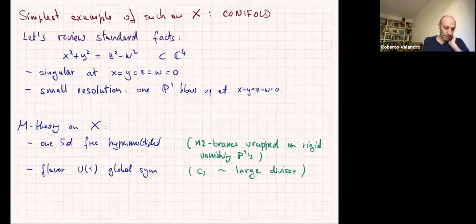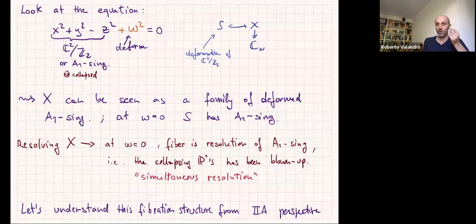Okay, so in which sense is the conifold a fibration of a deformed A1 singularity? Well, if you look at the equation and you set W equal to 0, you see that what remains is the equation of C2 mod Z2, that is the A1 singularity. Remember, the A1 is just one node in the Dynkin diagram, and in fact the resolution of the A1 singularity just blows up one P1.